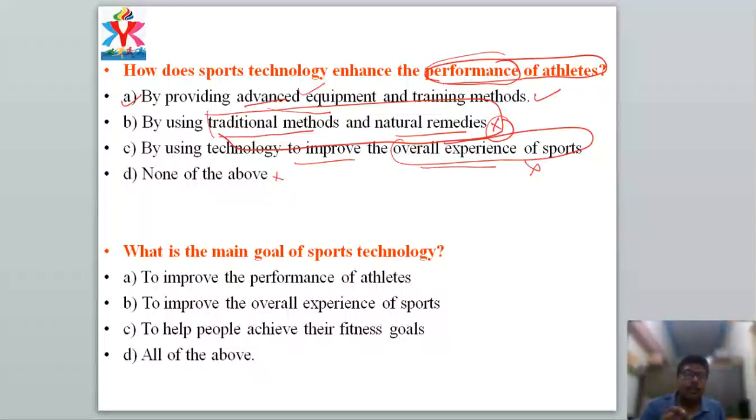What is the main goal of sports technology? To improve the performance of athletes, to improve the overall experience of sports, to help people to achieve their fitness goals. The question here is the main goal of sports technology, the entire goal, meaning the end product.